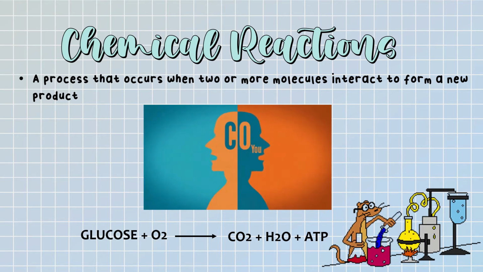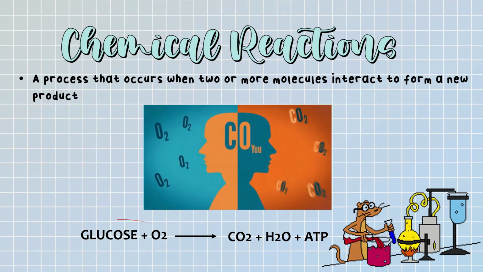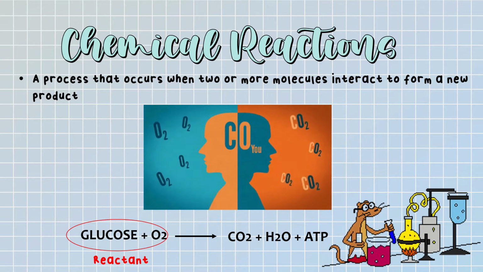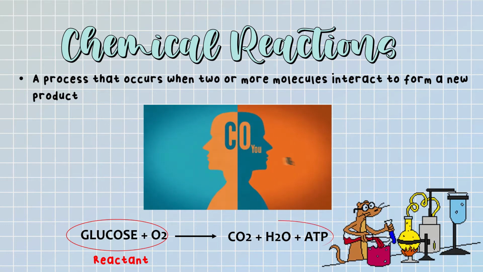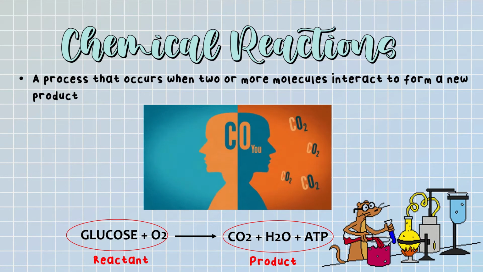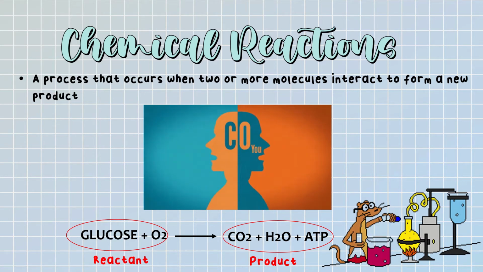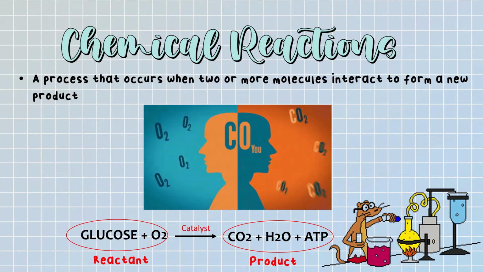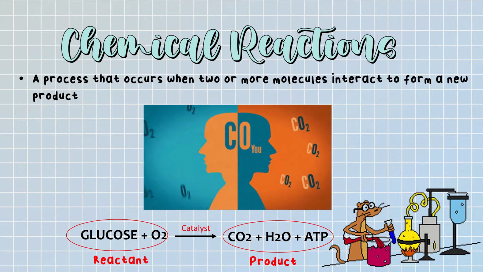In this reaction, we have two important parts to consider, which all chemical reactions have. Glucose and oxygen are what we consider as reactants. Reactants are compounds that interact to produce new compounds, while carbon dioxide, water, and ATP are the products, the newly formed compounds. Some reactants have difficulty reacting with each other. That is why there is another important part in the reaction that we need to consider, and that is a catalyst. Catalysts help speed up chemical reactions to produce a product.